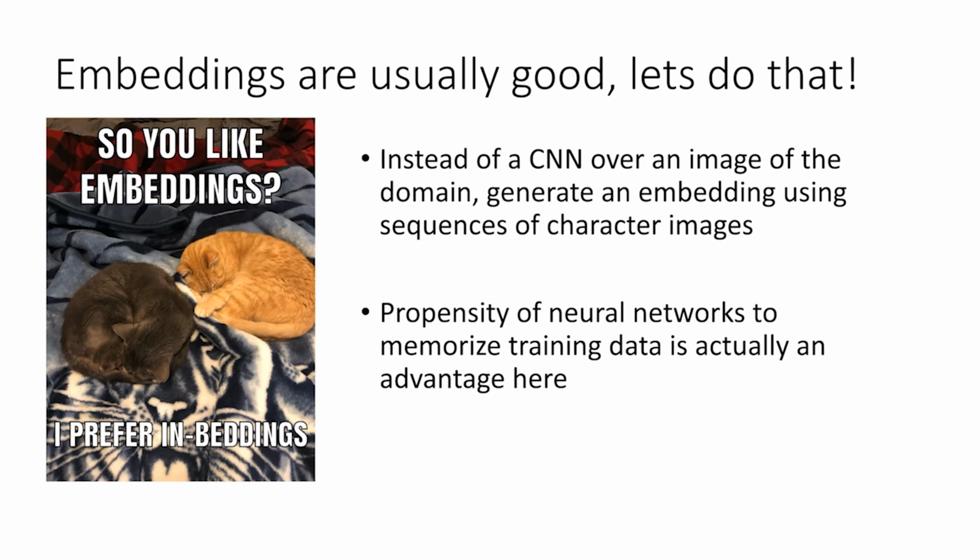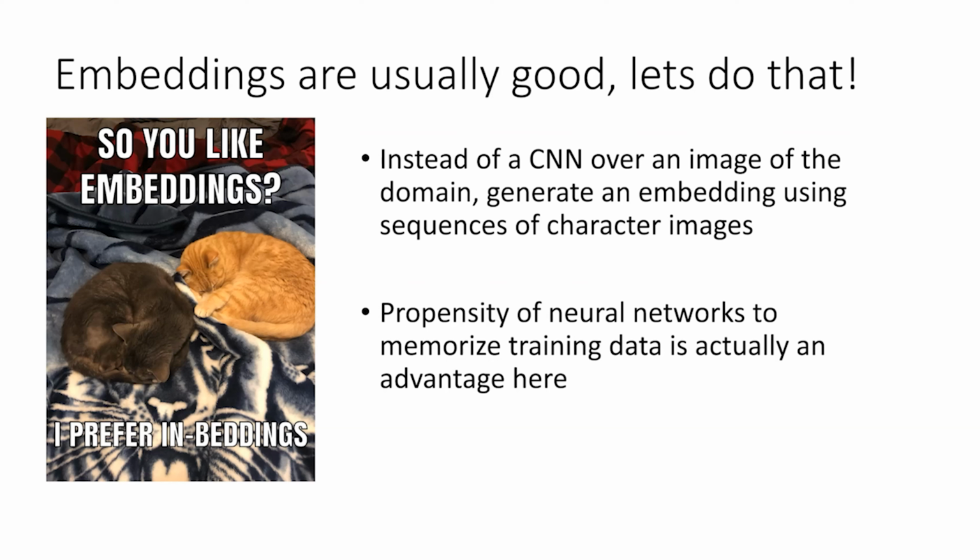So what we're doing here is, instead of doing a convolutional network over an image of the domain, you create an image of each character in the domain, and then you train an LSTM over that sequence of images.